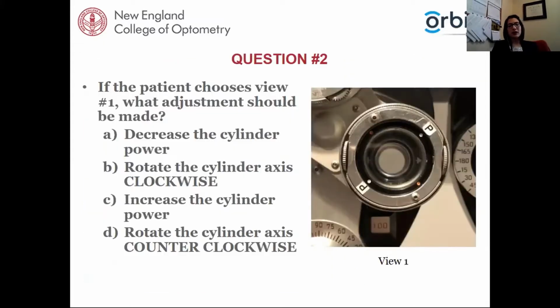So in our example, if the patient chooses view 1, so this is just again a picture of view 1, what adjustment should you make? And just for clarification, when I say you rotate clockwise, you rotate this way, you rotate to the right, and rotating counterclockwise is rotating to the left.